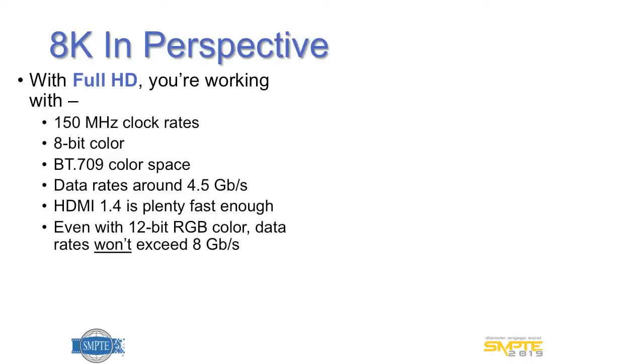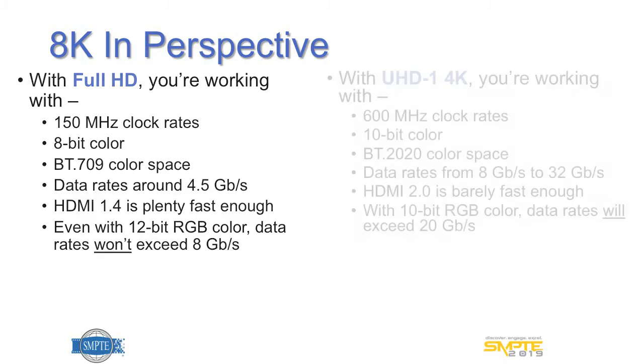So some perspective, when you're working with full HD, and again, my numbers are primarily from the display side because that's where I come into the industry, but you're working with 150 megahertz clock rates, usually 8-bit color, the 709 color space, your data rates are around 4.5, maybe a little bit more gigabits a second, and HDMI 1.4 is plenty fast enough for that. So even with 12-bit RGB color, you're not going to exceed 8 gigabits a second for that signal at 60 hertz.